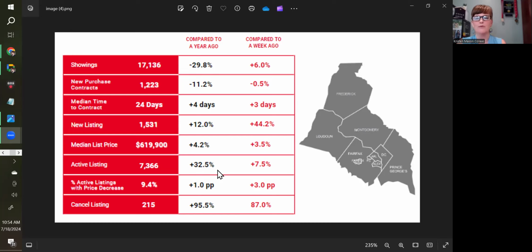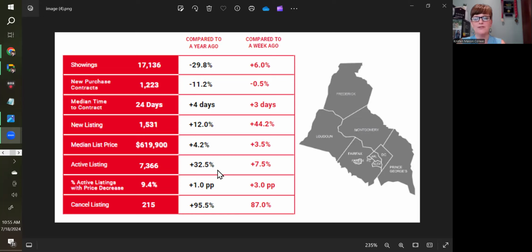I'll run through the other numbers for you real quick. Purchase contracts for the DC metro area were down year over year. That tracks with less showings, less buyer activity, and basically flat week over week. And time to contract has increased. These are relatively big numbers in my book because homes tend to sell so quickly in our market that to be up 4 days and up 3 days is big. A 24-day average median time to contract in the summer months is not terribly surprising. When I sell homes, my numbers are always less than that. So those just seem like big numbers to me. I'm usually at like 6, 7, 8, 9 max days on the market when I put a listing on the market.